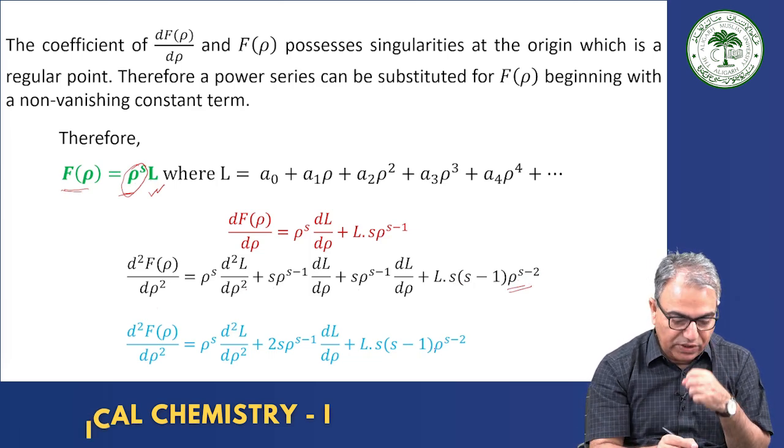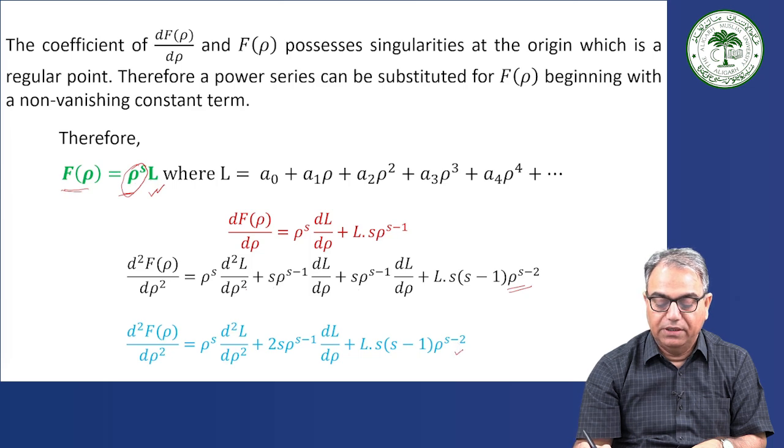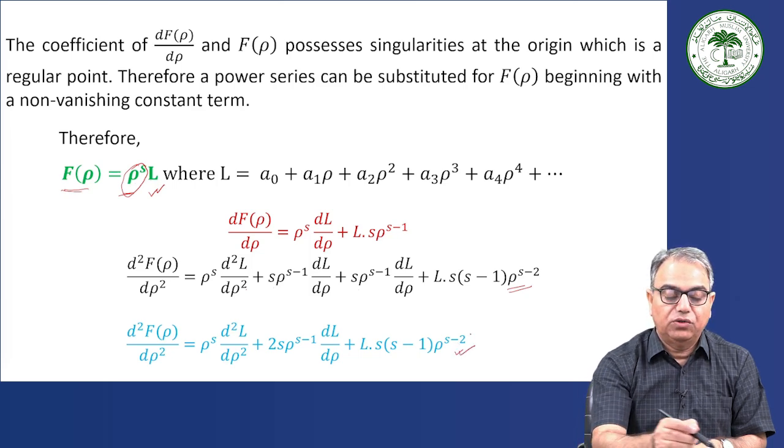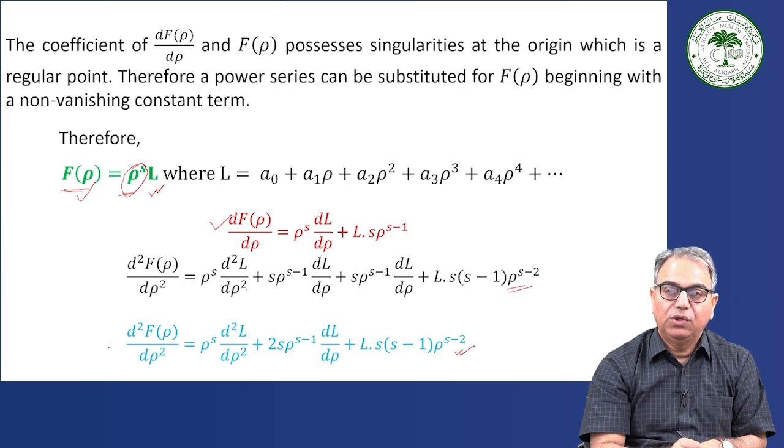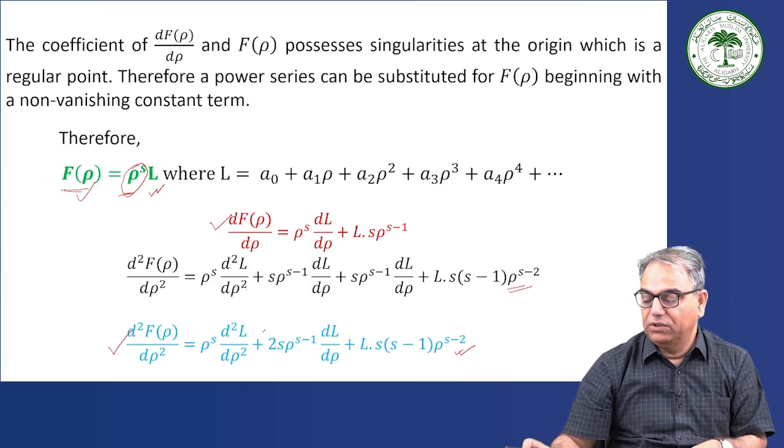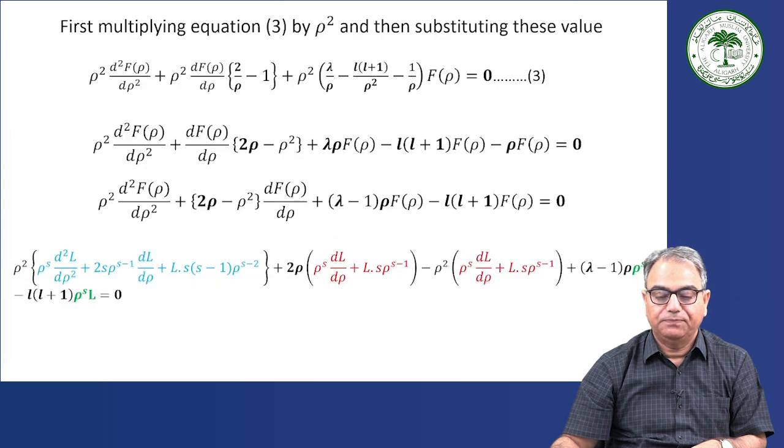The second differential, d square f rho divided by d rho square, is equal to this one, after a little rearrangement. So, you have the f rho function, you have the first differential function, and you have the second differential function. You can put these values again back into the equation as you did earlier in equation number 3. So, okay. So what do you get?